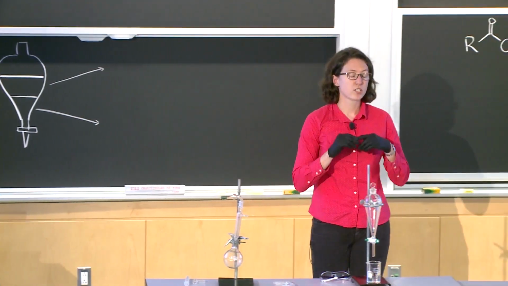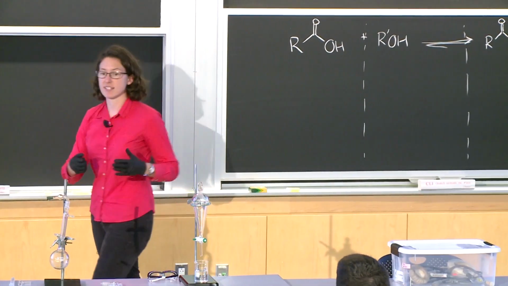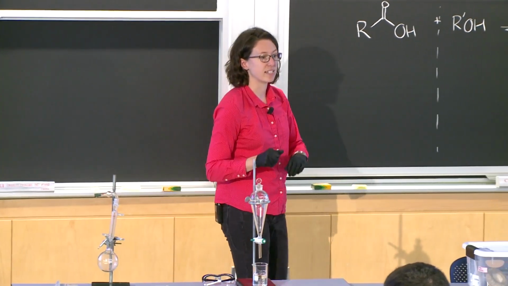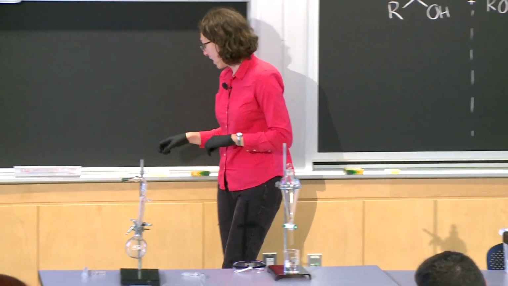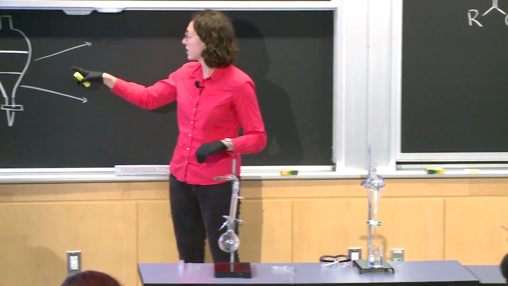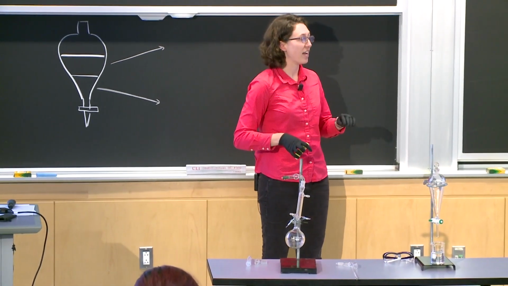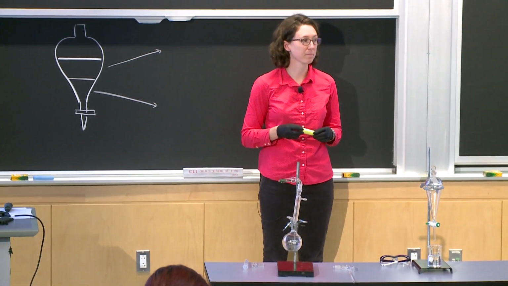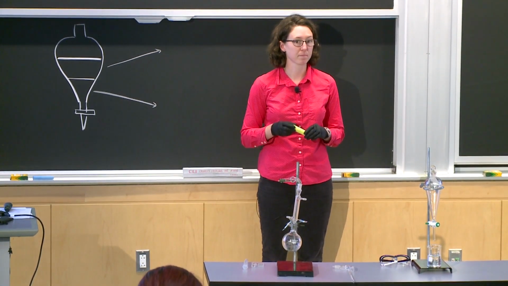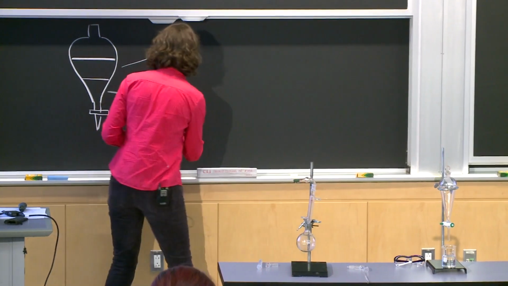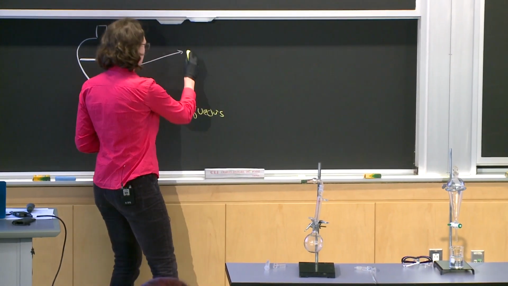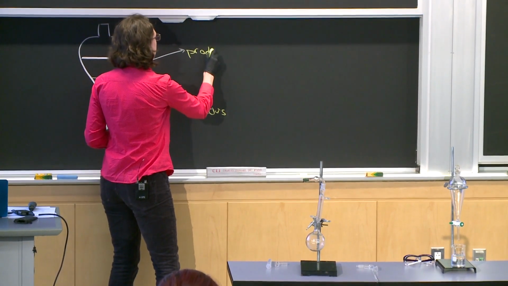And so your more dense layer will be on the bottom, and your less dense layer will be on the top. So in our case, water has a density of about 1. And most organic liquids have a density of less than 1. So if you take your product, which is an ester, and you add water to it, what will be on the top and what will be on the bottom? Water will be on the bottom. Yep, so this will be our aqueous layer. And this will be our product or our organic layer.